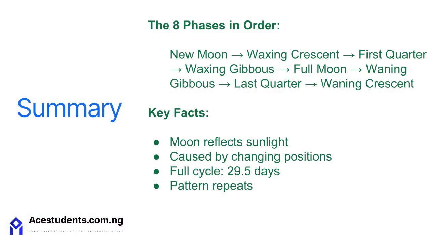To summarize, the lunar cycle begins with the new moon. The illuminated part increases through waxing crescent, first quarter, and waxing gibbous until it reaches the full moon. After that, the illuminated part decreases through waning gibbous, last quarter, and waning crescent. The moon then returns to the new moon position, completing one full cycle in 29.5 days. Remember, the moon reflects sunlight, half of it is always illuminated, and the phases are caused by changing positions, not Earth's shadow.